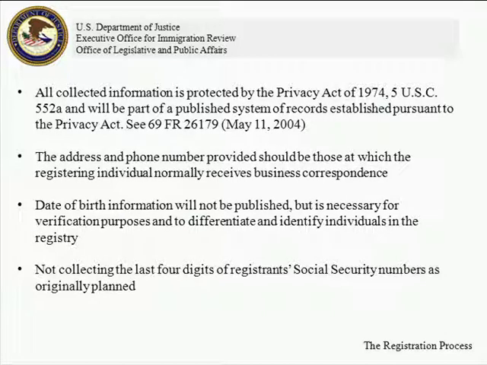The address and phone number that you provide should be those at which you normally receive your business correspondence. In other words, if you're an attorney who works out of your home, you would need to include your home address. If you use your cell phone as your primary business phone, you would want to include your cell phone.